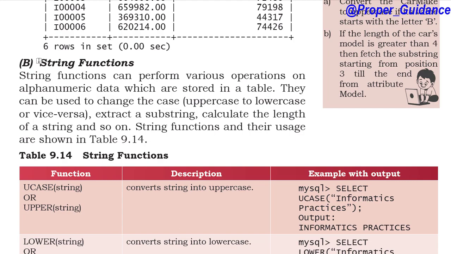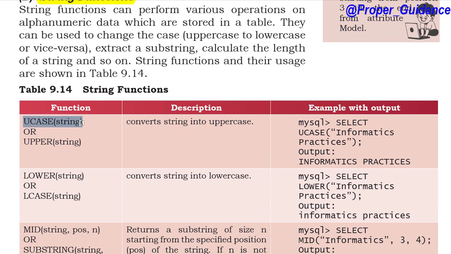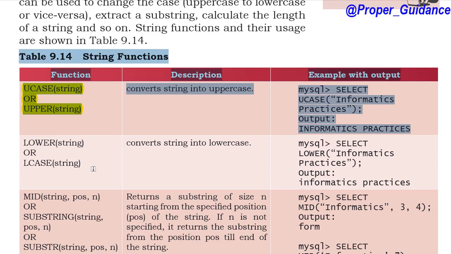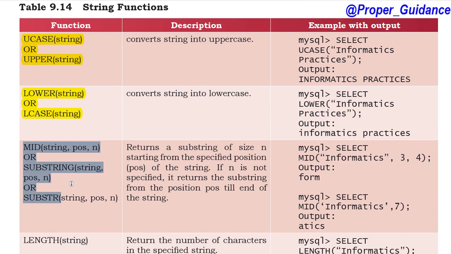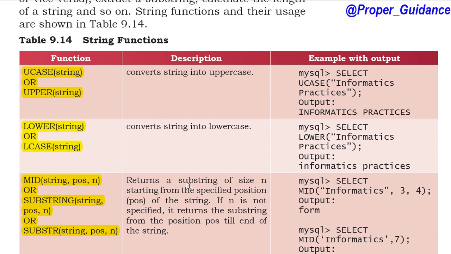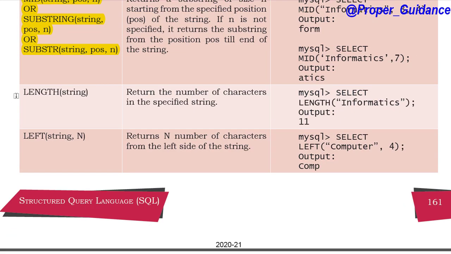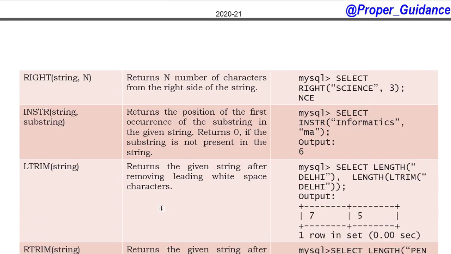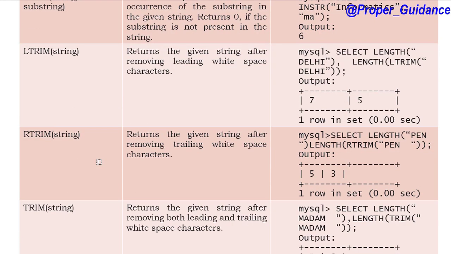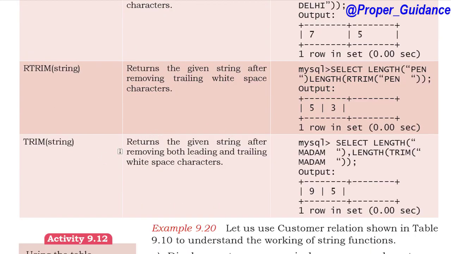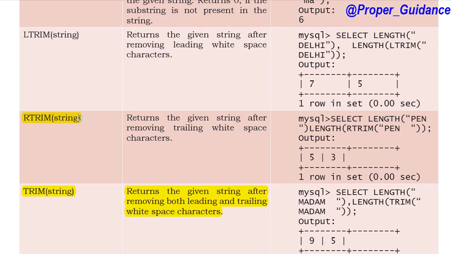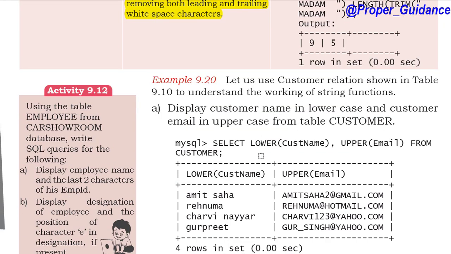Next point, string functions: uppercase, upper, lower, mid, substring, all these things. Go through their output. Example with output is here, description is here. Please go through the chart. Length, left, string functions are here. So many functions are here. Okay, the trim function returns the given string after removing both leading and trailing spaces. These are very important terms used in databases for trimming the characters.